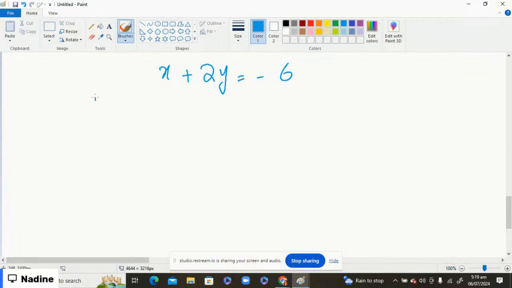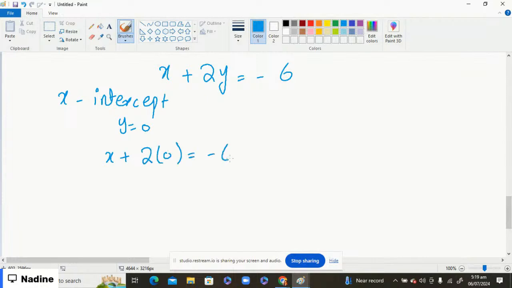Finding out the intercepts. So what is the x intercept? y is 0. So when y is 0, in place of y I'm going to put 0, and x is equal to minus 6.